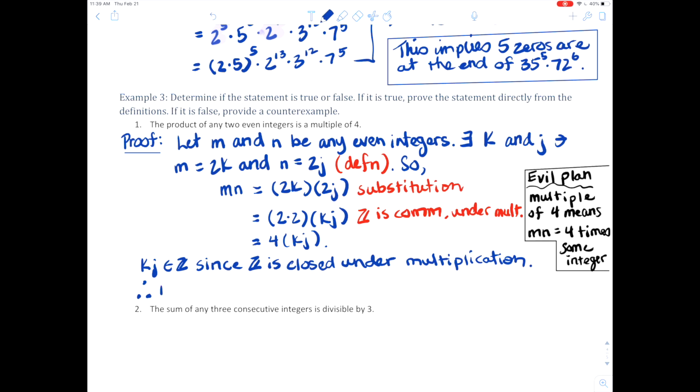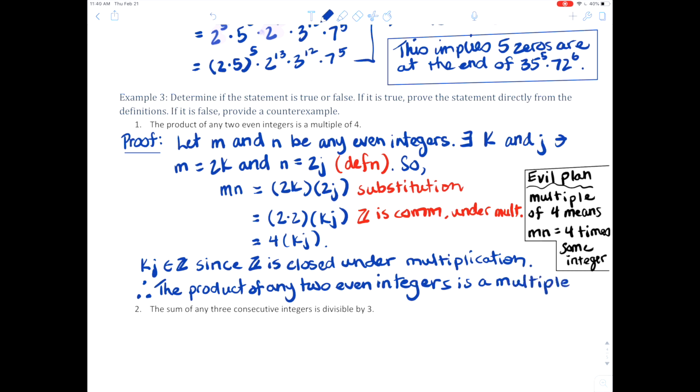We can now do our grand conclusion. Therefore, the product of any two even numbers, actually, we're going to say integers, is a multiple of 4. Groovy? All right.